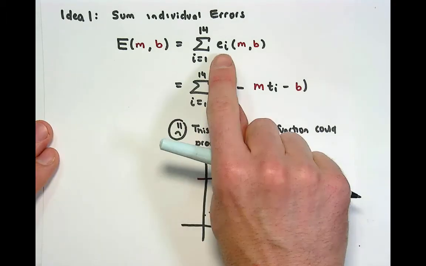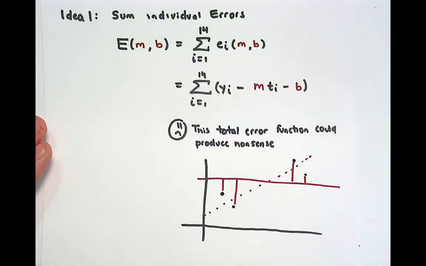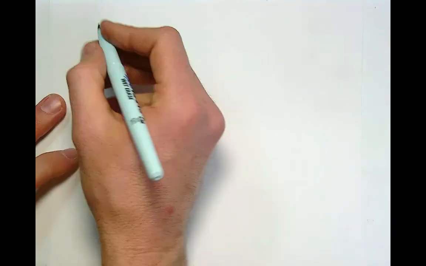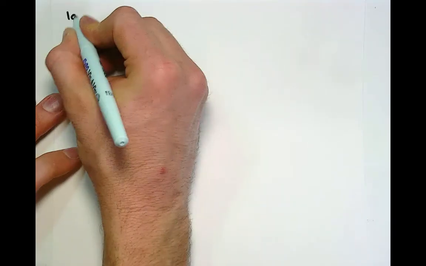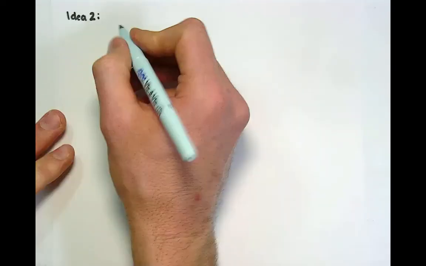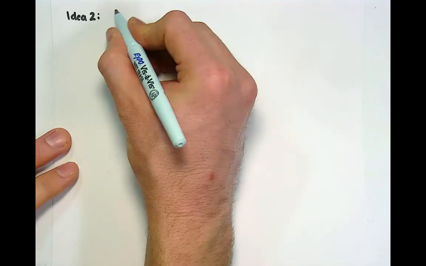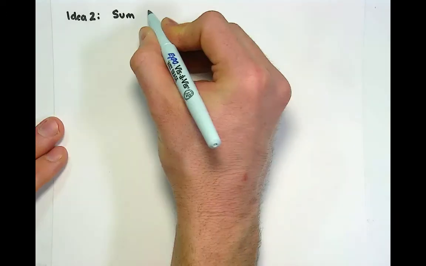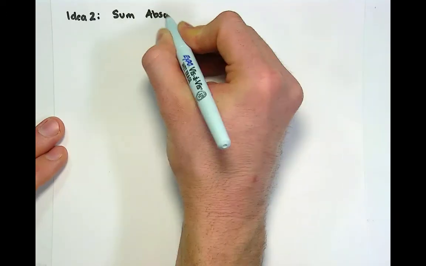Okay, the problem with this error function was that some were negative, some were positive. How might we fix that problem? Yep, you got it. You might try to turn all errors to positives. So let's try idea 2. Do you know any functions that turn negatives to positives and leaves positives alone? Yeah. Absolute values.